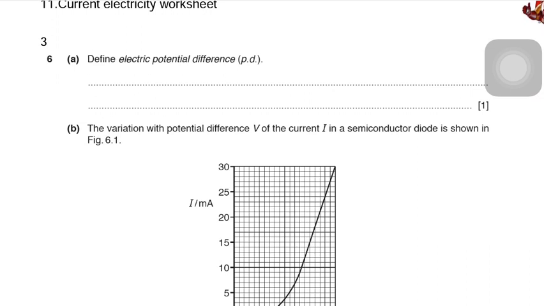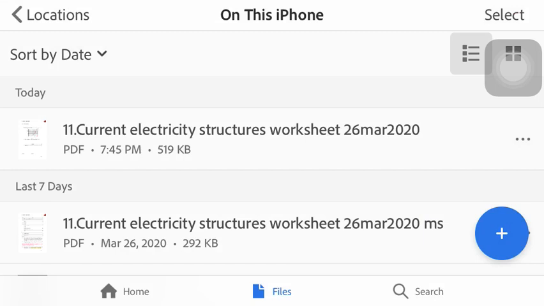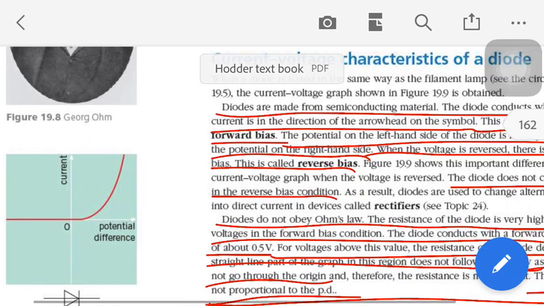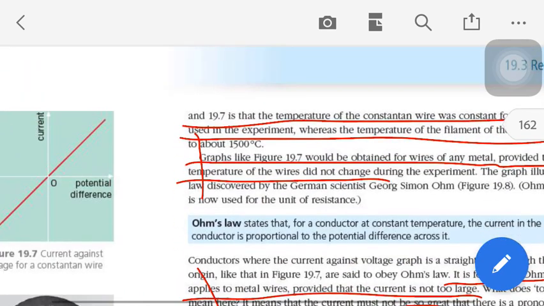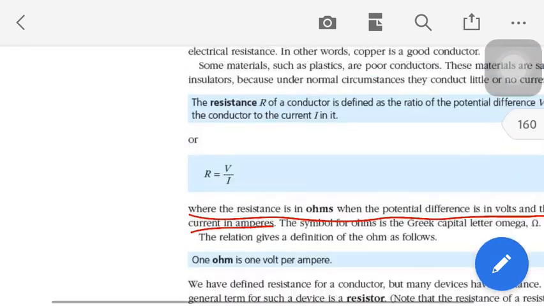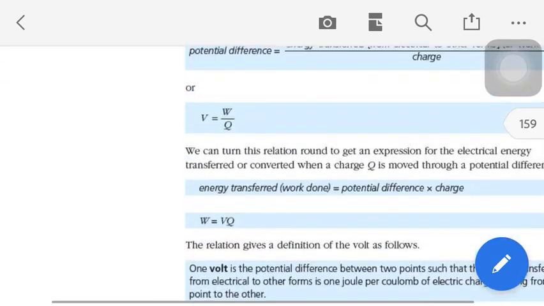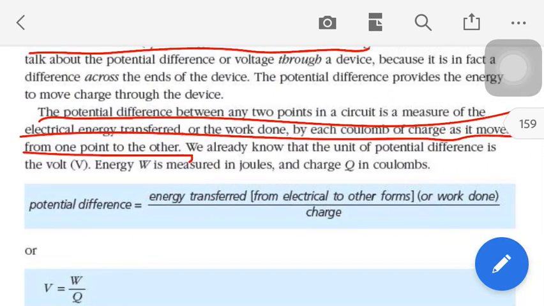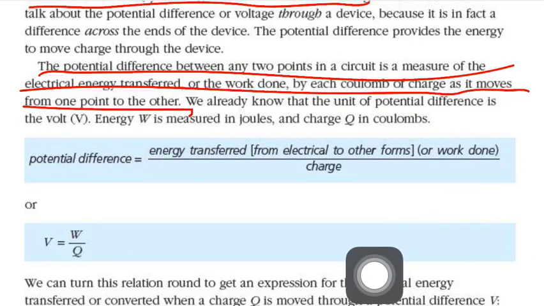Defining electric potential difference. Now, it is defined always between 2 points. So basically, it is the energy transferred by each unit charge as it passes from one point to the other. So we can again look at it. The potential difference between any 2 points in a circuit is a measure of the electrical energy transferred, or the work done, by each coulomb of charge as it moves from one point to the other. As an equation, energy transferred over charge.